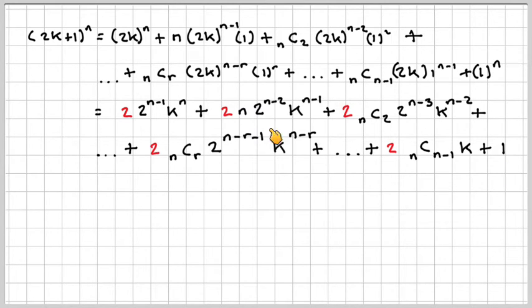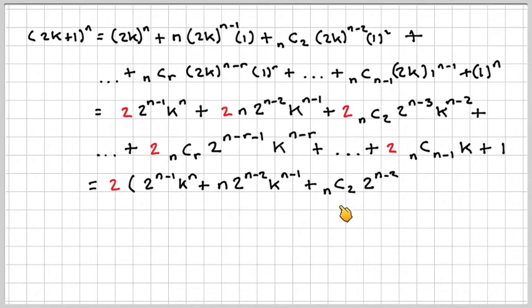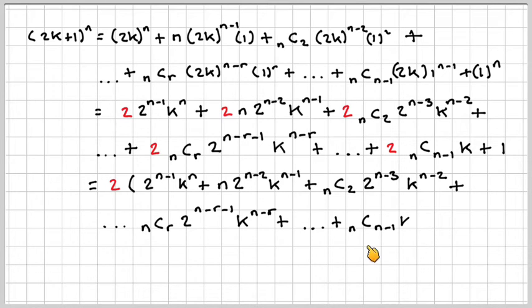Right, we can now see we have a common factor of 2, so we can take that out. And then if we do that, we're just going to have 2 to the n minus 1, k to the n, plus n, 2 to the n minus 2, k to the n minus 1, plus nC2, 2 to the n minus 3, k to the n minus 2, plus nCr, 2 to the n minus r minus 1, k to the n minus r, and then so on to the last term, nC(n minus 1), k, close the bracket, and we've still got the plus 1.